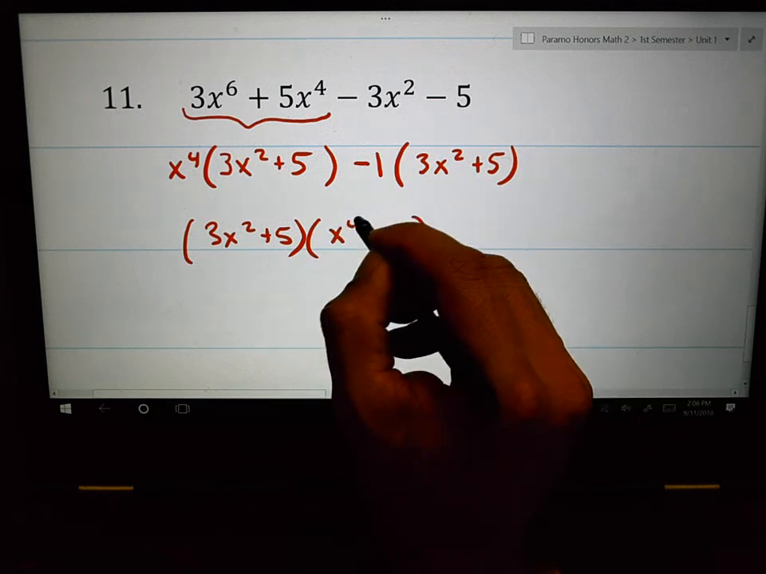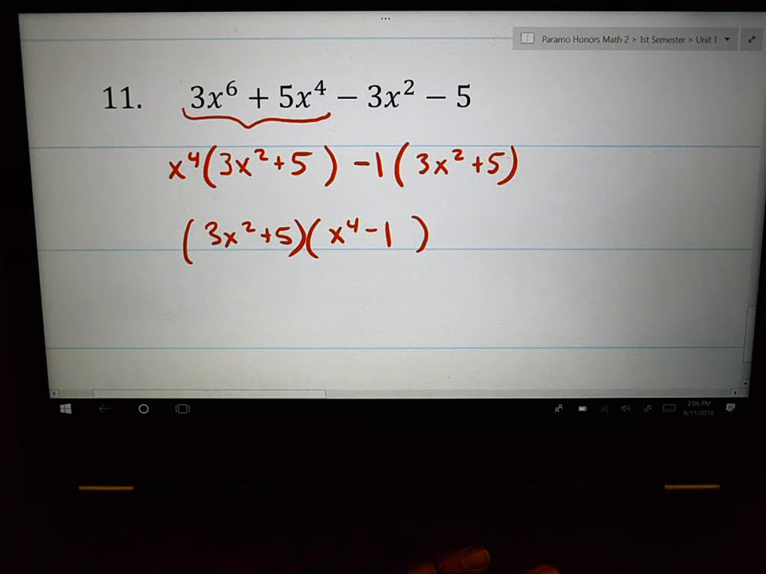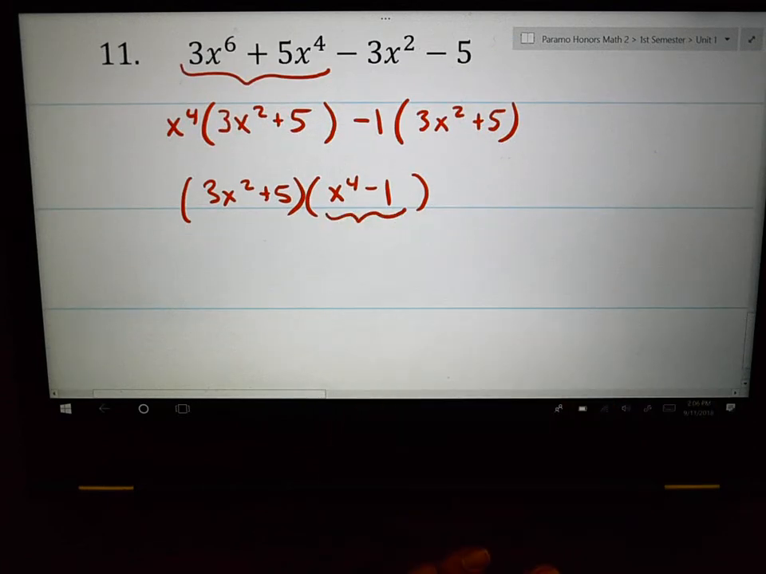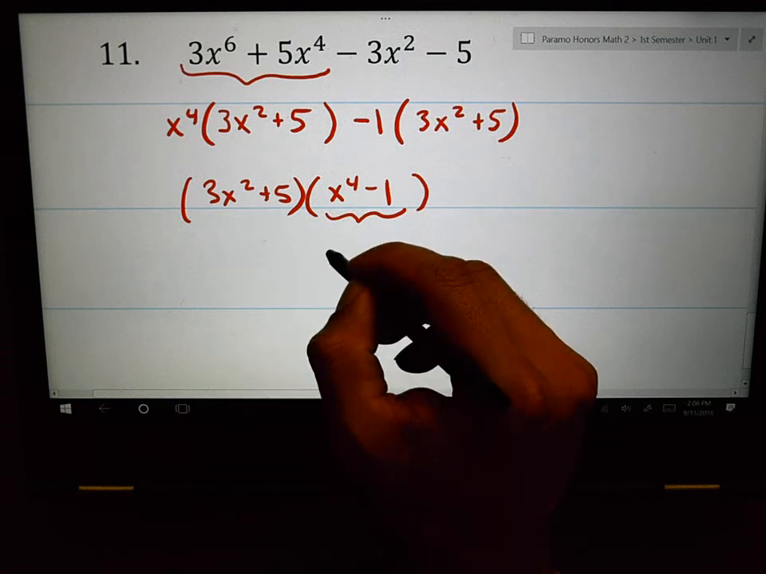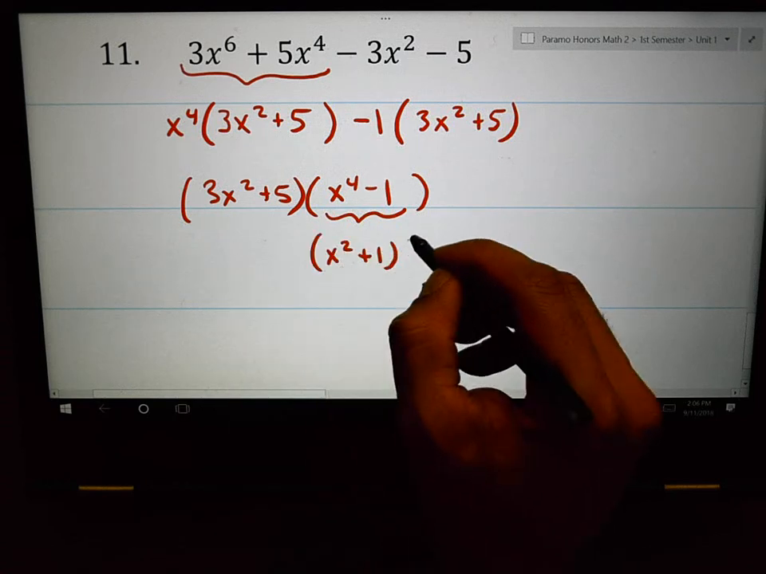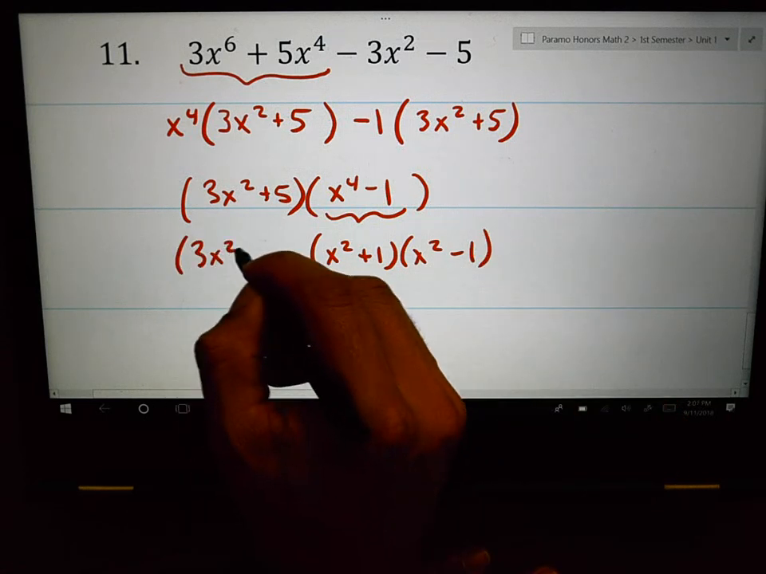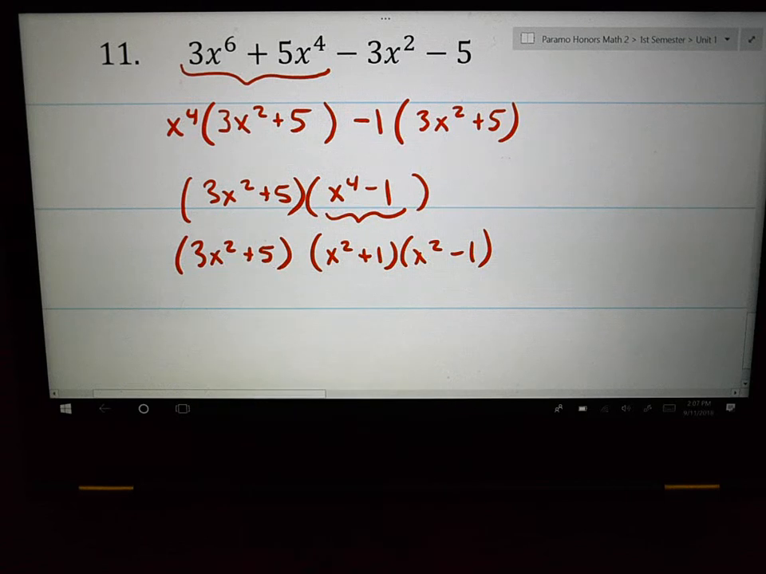Are we done? Can something factor further? What? What is x to the fourth minus 1 factor to? I heard somebody say x squared plus 1, x squared minus 1. Don't forget the 1 pointer. Some people forget this 3x squared plus 5. It just disappears. You're going to make sure you bring that down. It just stays with it. Yay, are we done? Does something else factor? What else factors?